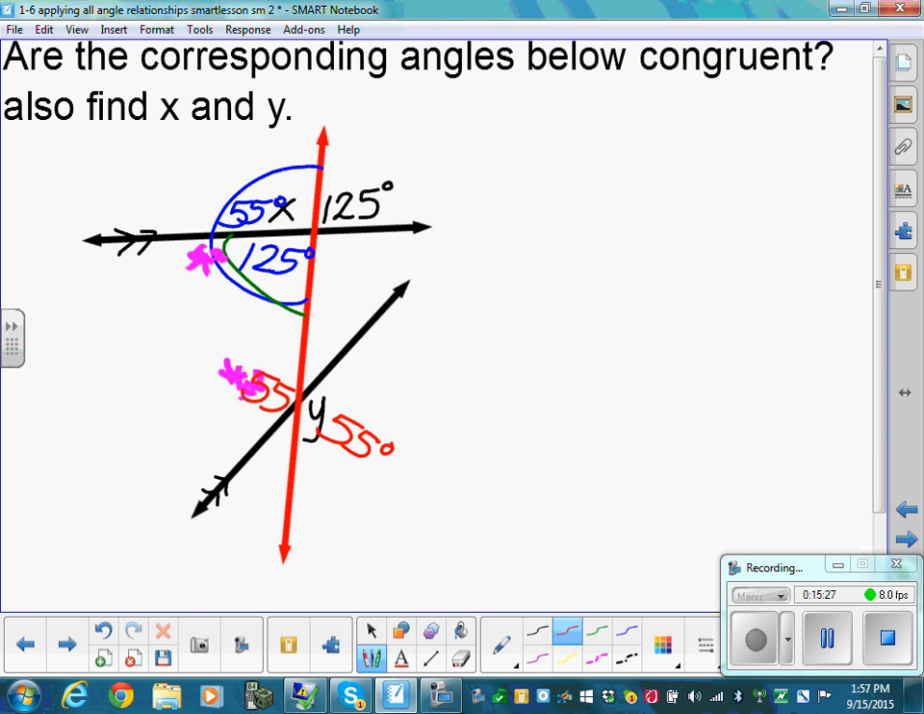I'm curious. Everybody listen. I knew that x and y were alternate exterior angles. Love it. So he said, I saw that x and y are alternate exterior angles, so they're also congruent. 55 and 55. Good job, Jack. Very good.